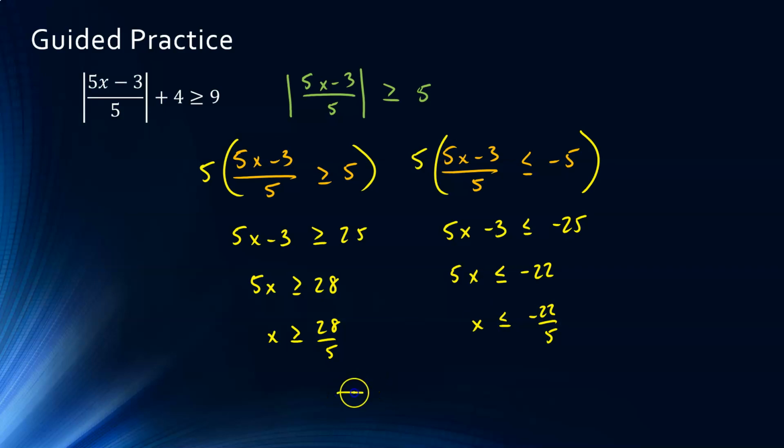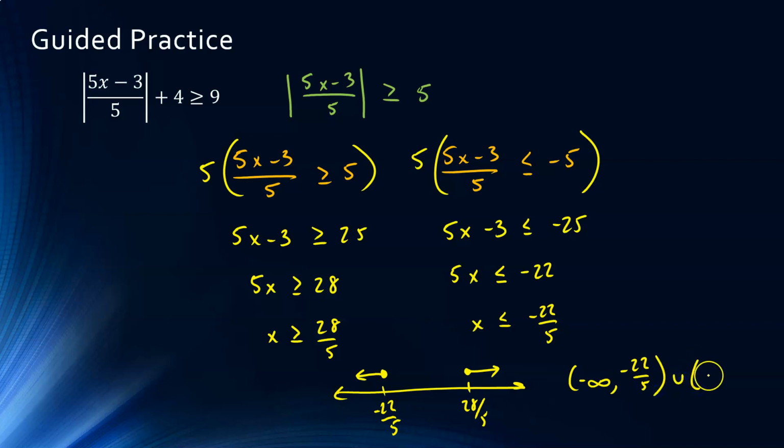If we were to put this on a number line, we'd have negative 22/5. It's going to be everything less than or equal to that value. And then we'd have 28/5. Everything's going to be greater than or equal to that value. So for this one, your solution set, we would say they go from negative infinity to negative 22/5. And then they'd start again at 28/5 and go to infinity.